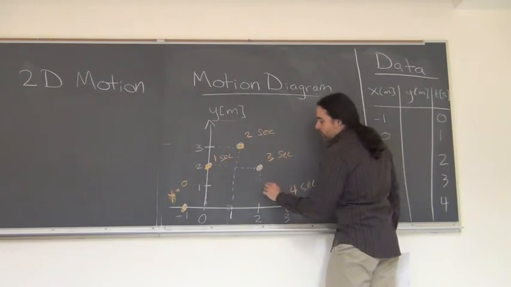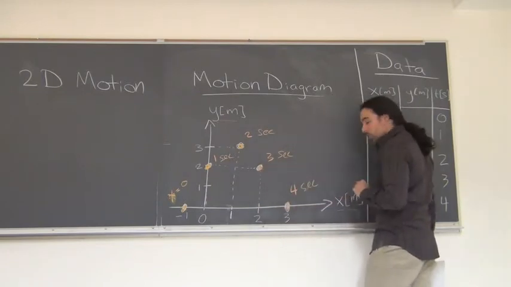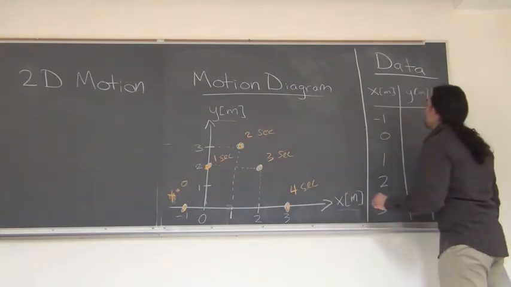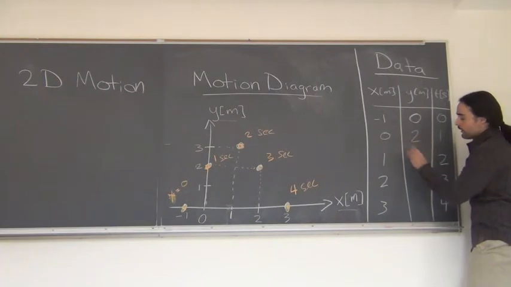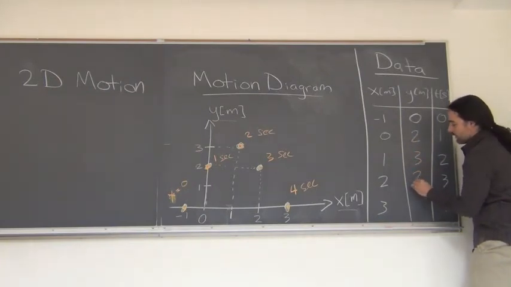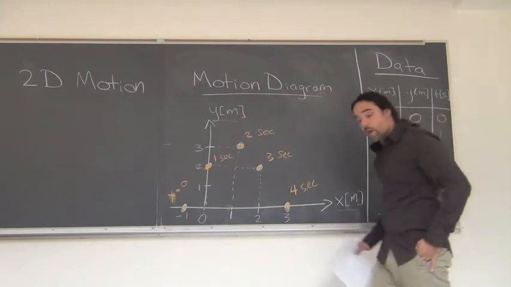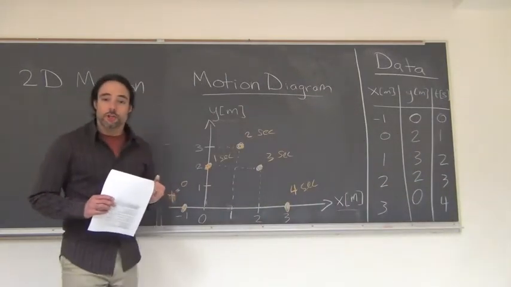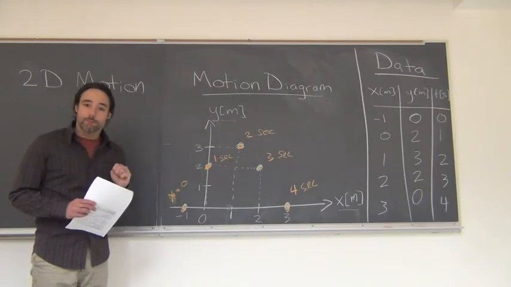At 3 seconds, we're up at a height of 2 meters. At 4 seconds, we're back to a height of 0 meters. So that starts at a height of 0, goes up to 2, then goes up to a height of 3, then 2, then back to 0. So we can record that information either as a motion diagram or in a data table.